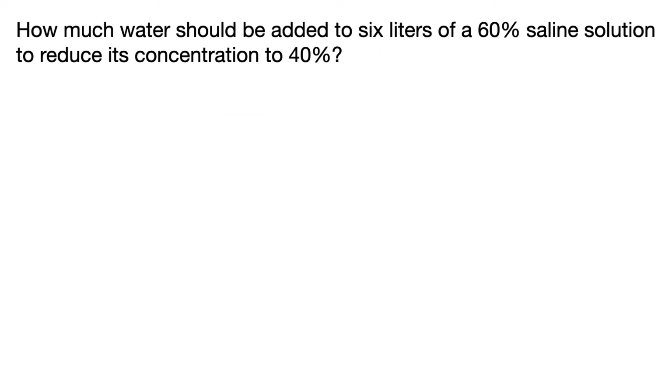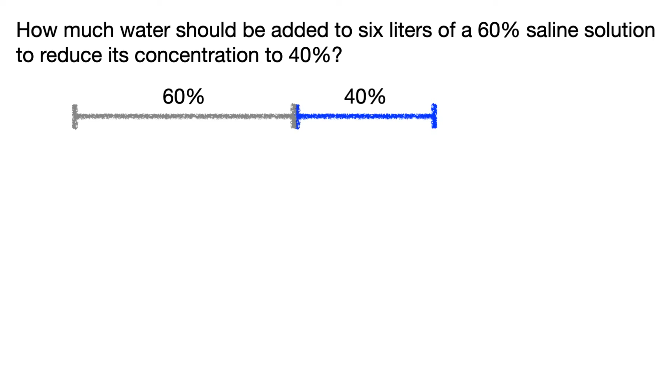How much water should be added to 6 liters of a 60% saline solution to reduce its concentration to 40%? Knowing that 60% of the container is salt, that means 40% of the container is currently water. Because this container is 6 liters at the moment, we can calculate the amounts of salt, 3.6 liters, to 2.4 liters of water.